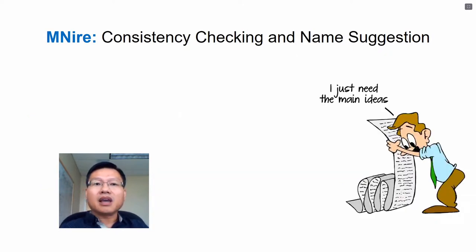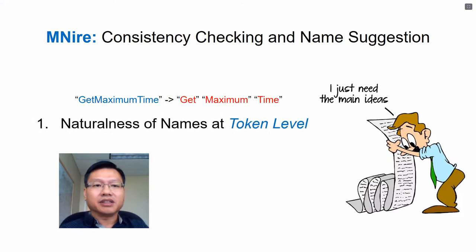The key idea of the paper has three folds. The first is that we rely on the naturalness of names, but at the token level. What I mean by the token level is, if you look at the full name getMaximumTime and break it down into tokens, we have get, maximum, and time. The tokens of method names are actually repeated and can be captured by a statistical model.